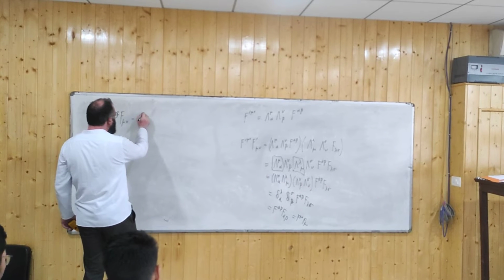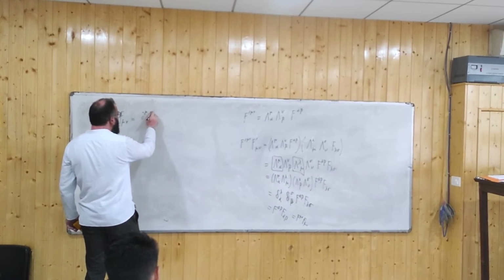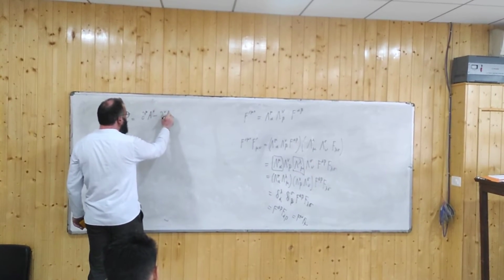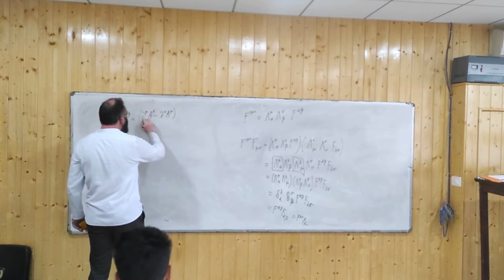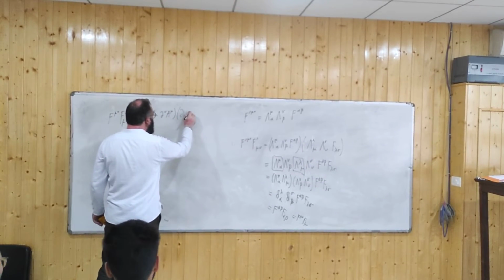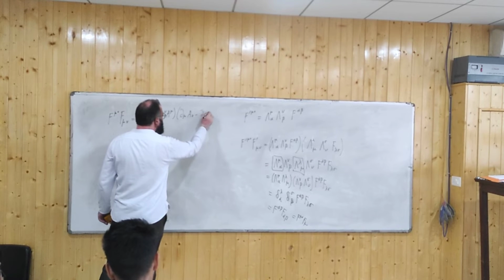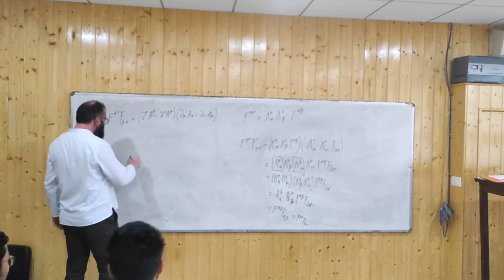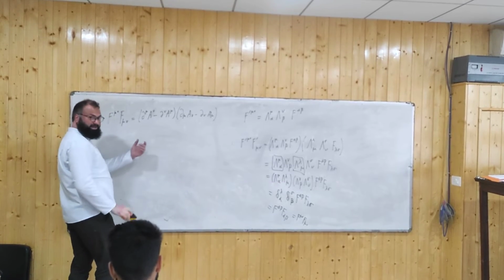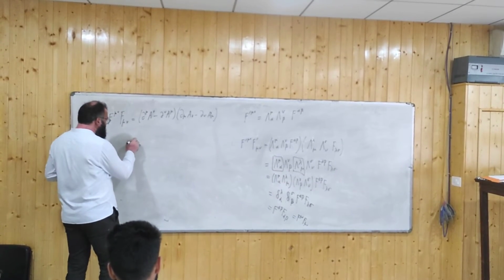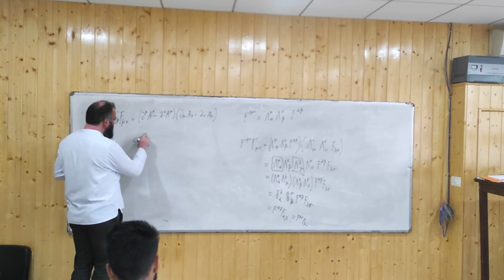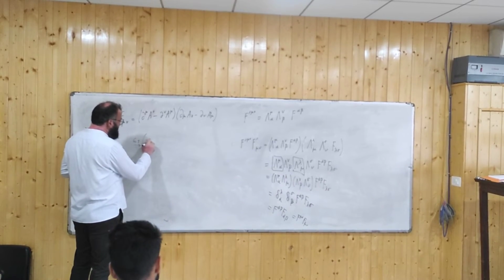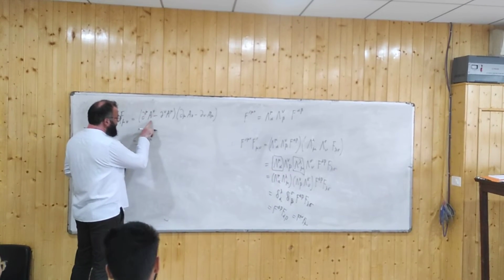So what is F mu nu? It's partial mu A nu minus partial nu A mu. Okay? So now let's make a gauge transformation. So you are having a gauge transformation. Now what will be A nu?